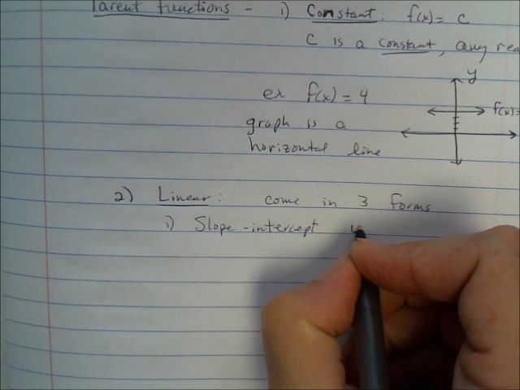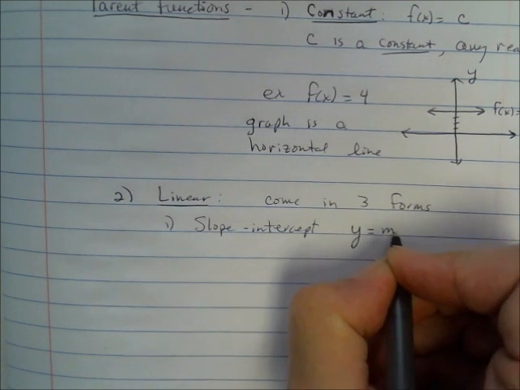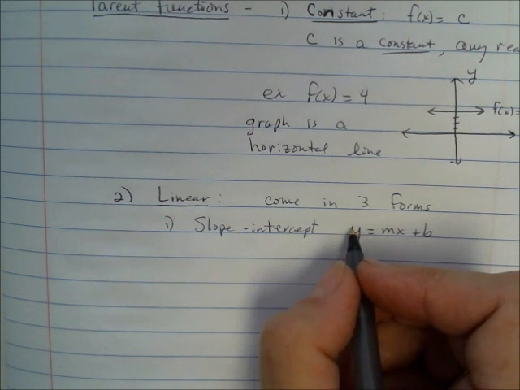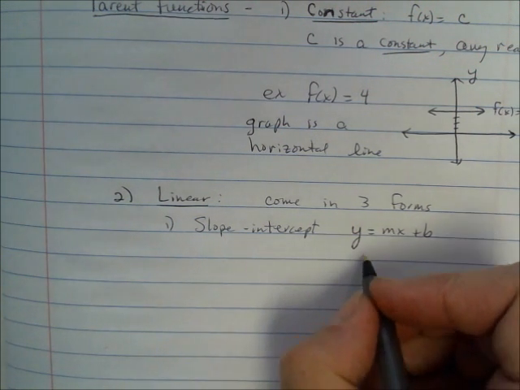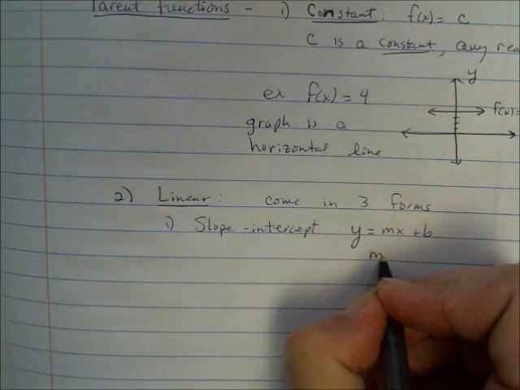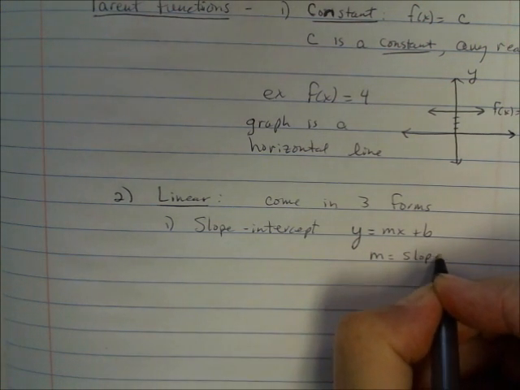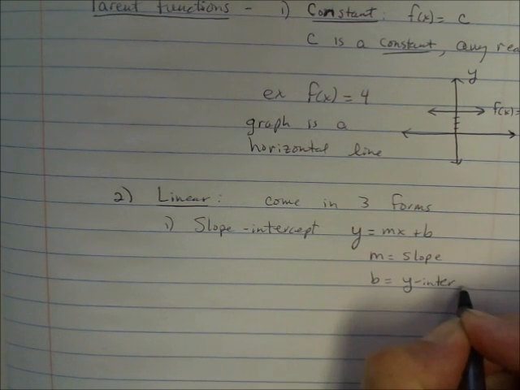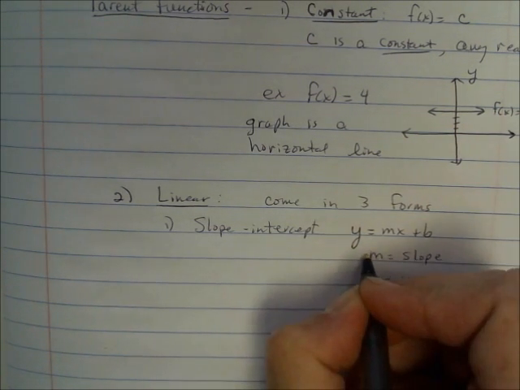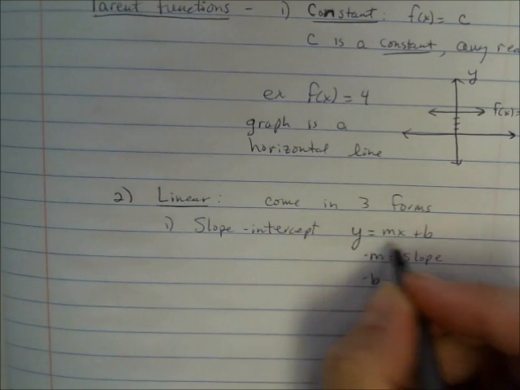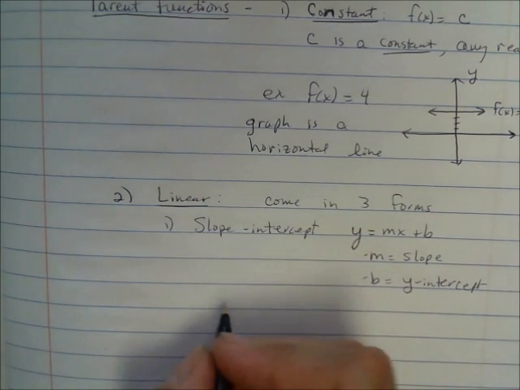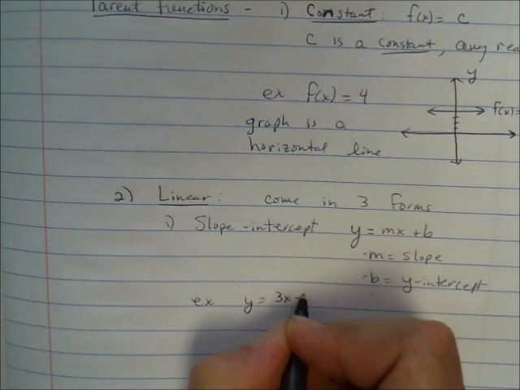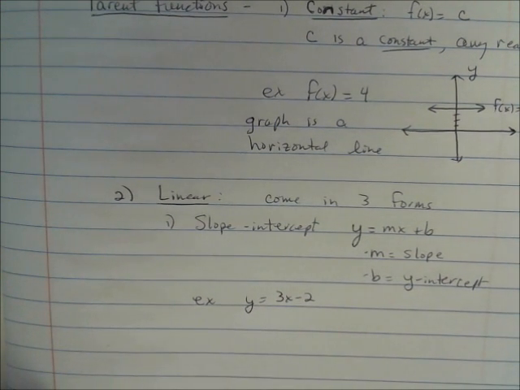This is in the format of y is equal to mx plus b, or in other words, f of x is equal to mx plus b. And if you've forgotten what they all mean, m is the slope, and b is equal to the y-intercept. So those are the 2 parts. And x and y are just any variables. So for example, y equals 3x minus 2 is a linear function.